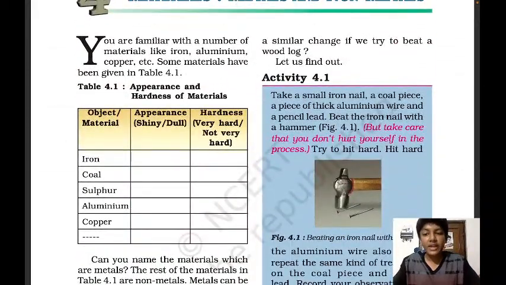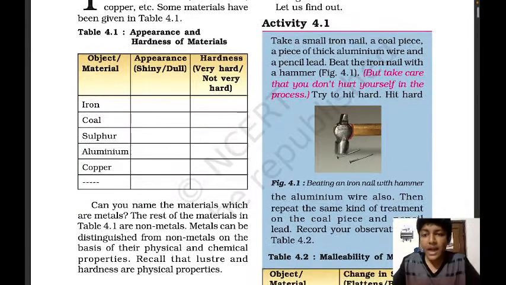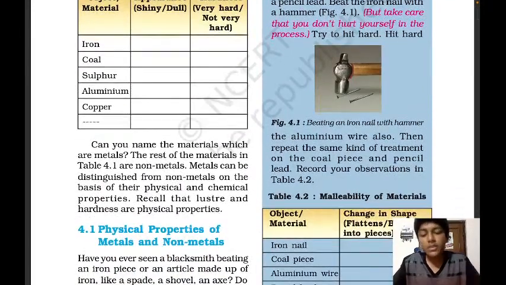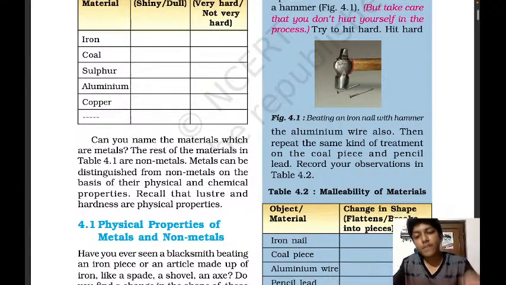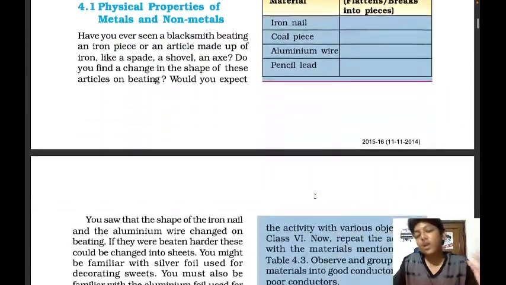So take a small iron nail, a coal piece, a piece of thick aluminium wire, and a pencil lead. Beat the iron nail with a hammer, right? Try to hit it hard. Hit the aluminium wire also hard. Then repeat the same treatment on the coal piece and pencil lead. Record your observation in the table. So the iron nail will flatten, the coal piece will break, the aluminium wire will flatten, and the pencil lead will break.